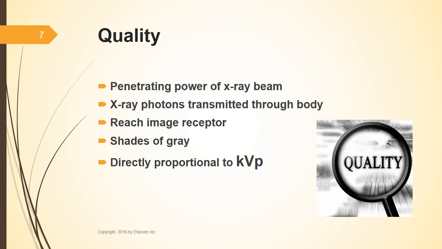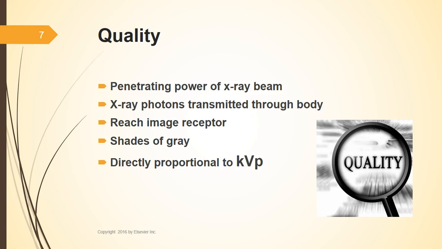And then quality. Beam quality is the penetrating power of the X-ray beam. Penetration refers to those X-ray photons that are transmitted through the body and leave the body to reach the IR. It's desirable for some of the X-ray photons to penetrate the area of interest, or you wouldn't have any image at all. Photons that reach the image receptor create the dark shades of the image. Areas where no photons reach it are light or clear on the image. Both of them are needed to create the image and provide us contrast.